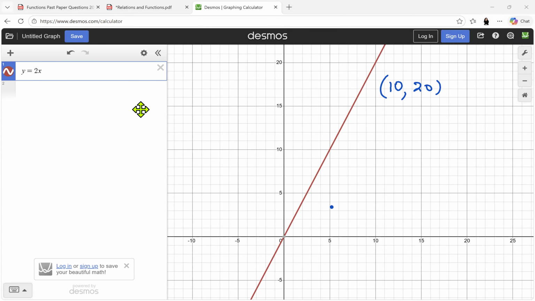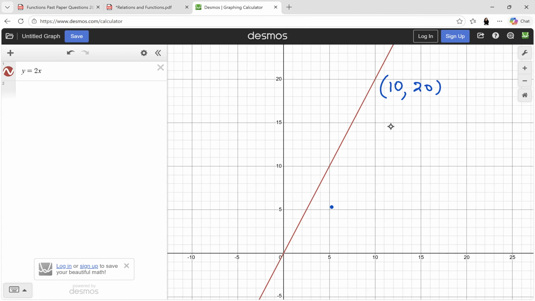What about when x is 5? What would be y? 10. 10. Good. Genesis, what about when y is 24? What would be x? 12. 12, right? So guys, you see it, right?